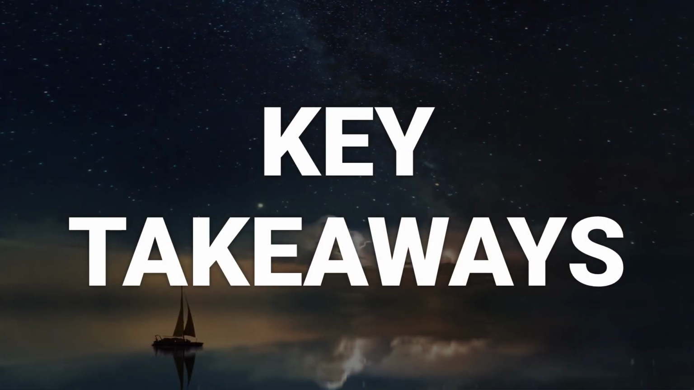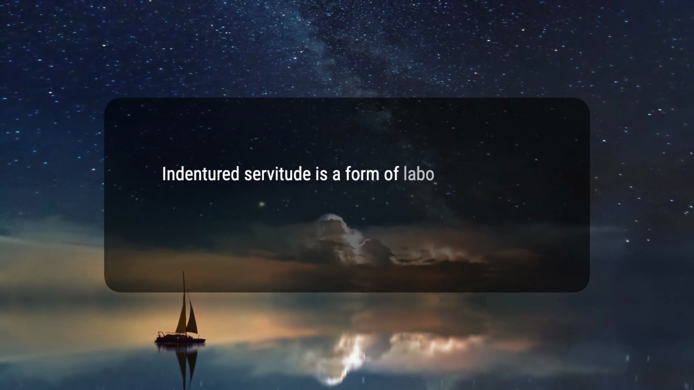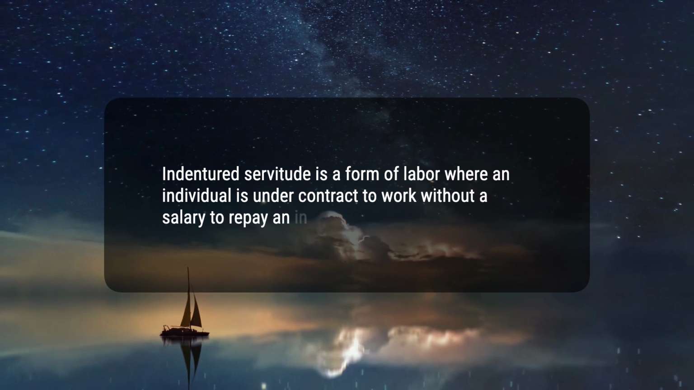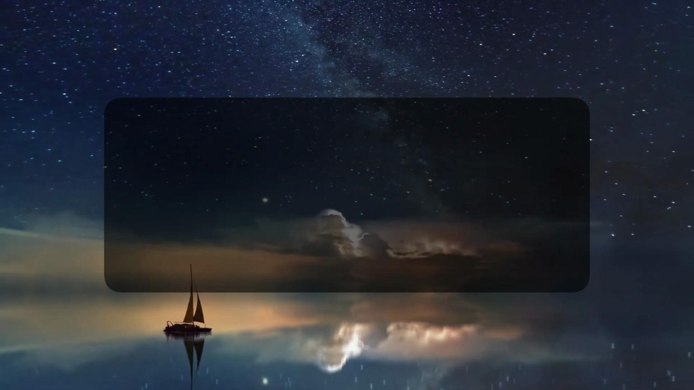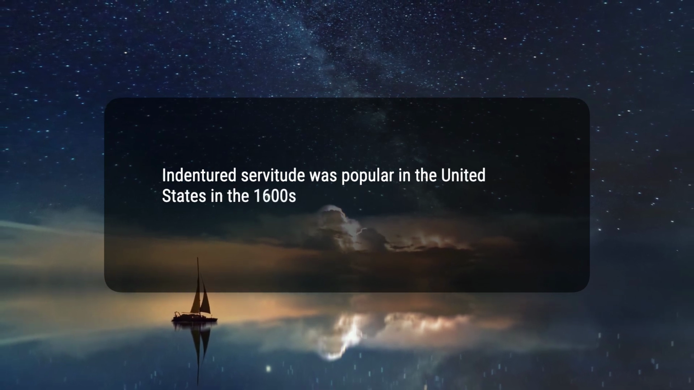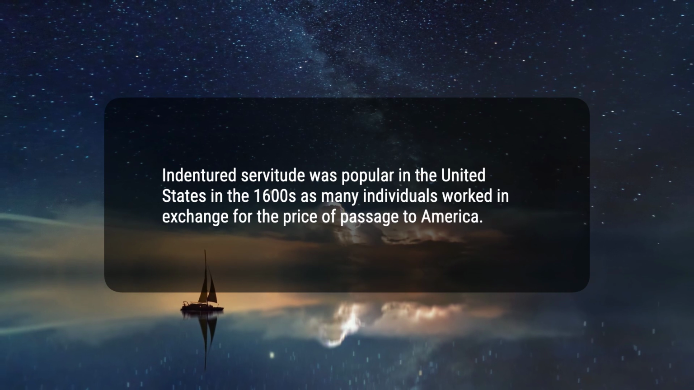Here are 4 key takeaways. 1. Indentured servitude is a form of labor where an individual is under contract to work without a salary to repay an indenture or loan. 2. Indentured servitude was popular in the United States in the 1600s as many individuals worked in exchange for the price of passage to America.